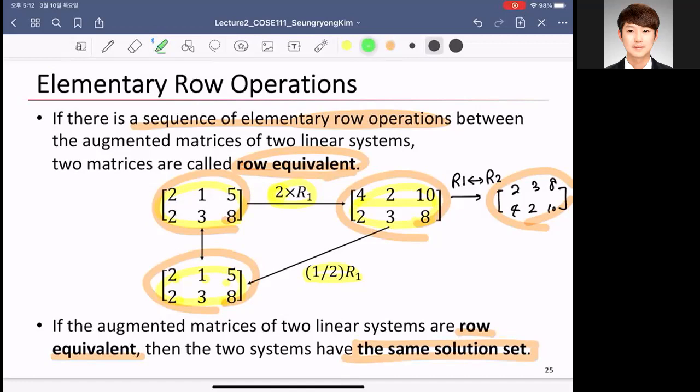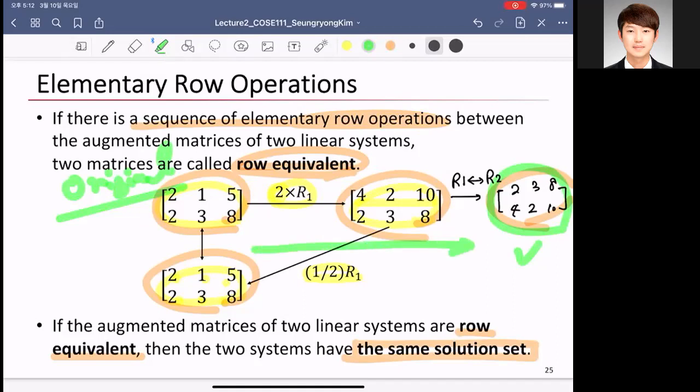Let's also assume that this is our original linear system. If this one is much easier to solve than the original augmented matrix, we can easily find our solution set, which is going to be the solution set of the original linear system, right? So this is our strategy: how to derive an easier to solve linear system by using a sequence of elementary row operations. This is today's topic.